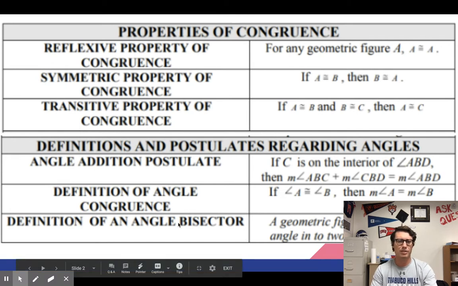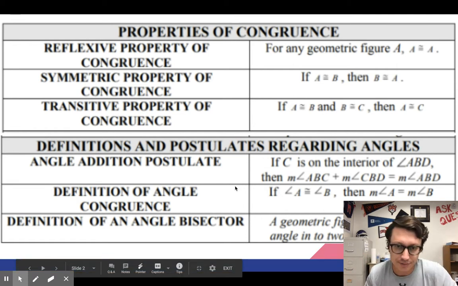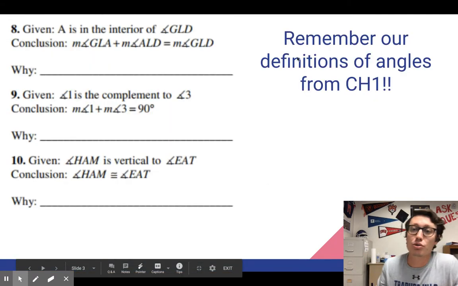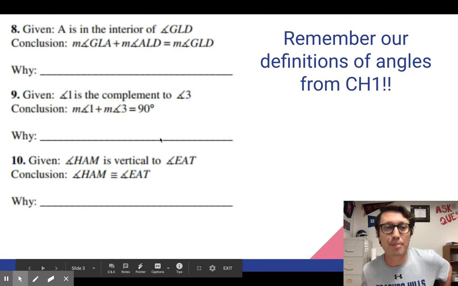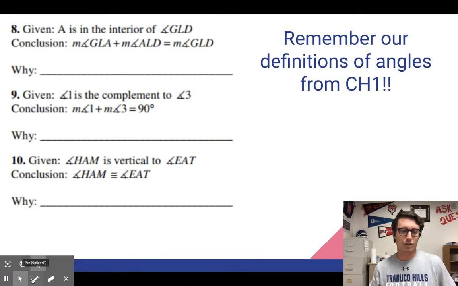And then the last one, definition of an angle bisector. Remember, bisect means cut in half. Bi means two, sect means cut. So a bisector chops things in half, two congruent halves. Also remember our definitions of angles from chapter 1. These aren't necessarily listed on the chart that I just showed you, but they're still always definitions of angles.